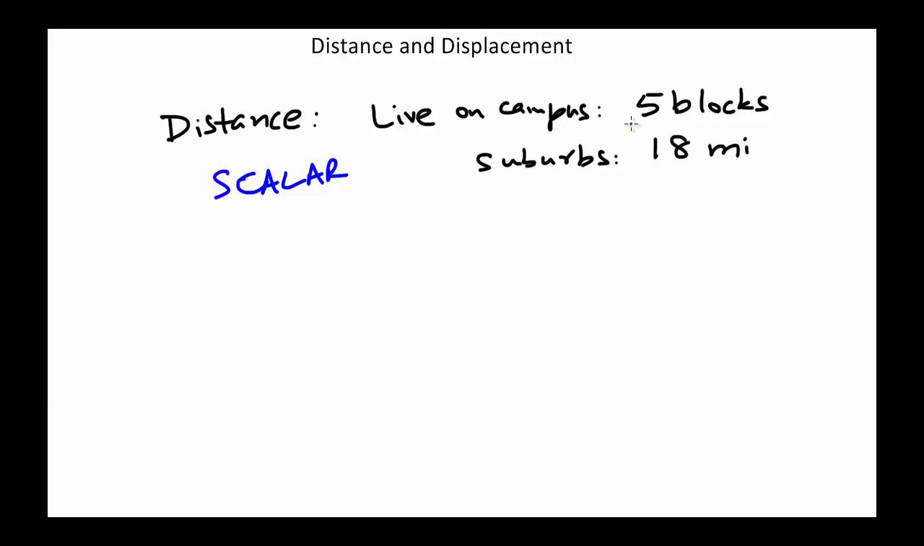But even magnitude has two components. It's got a number, like 5 or 18, but these numbers are meaningless without a unit. So the second component is a unit, which can be something like miles or meters or kilometers, or even informal units like city blocks, like we have in this case. Now let's take a little more advanced example that illustrates the fact that distance does care about the path of travel and not just the starting and ending positions.